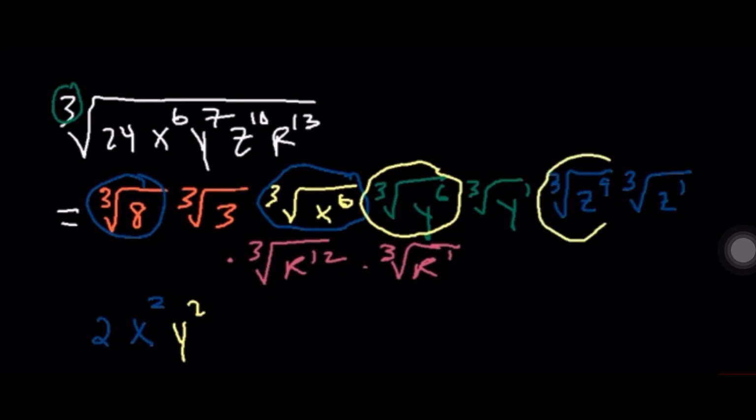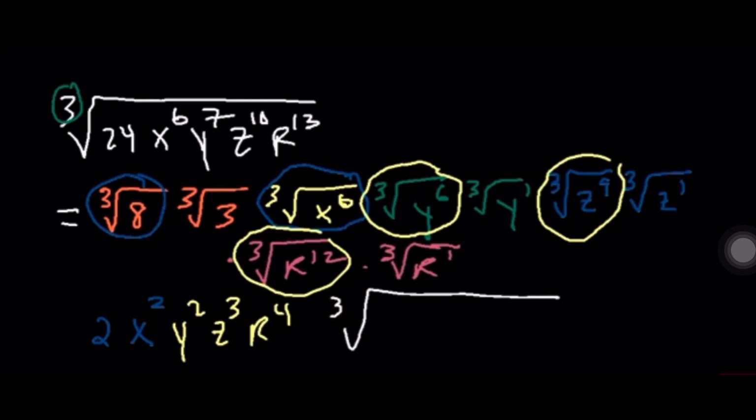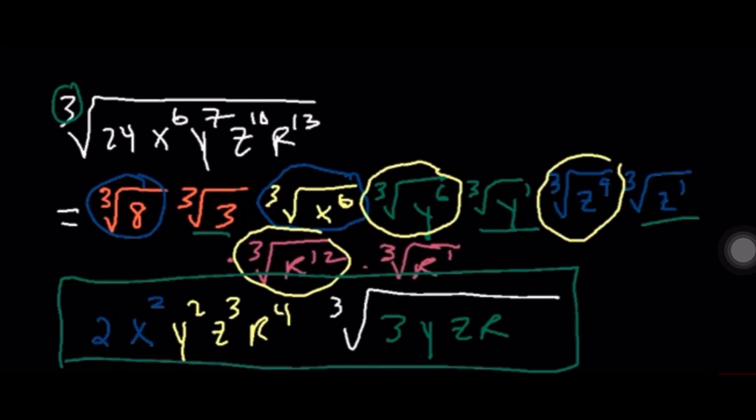We could simplify this one. 9 divided by 3 is 3. And 12 divided by 3 is 4. So we get r to the 4th. Everything else is going to stay in the cube root. So we have a 3, we have a y, we have a z, and we have an r. And so this is the answer for that problem.